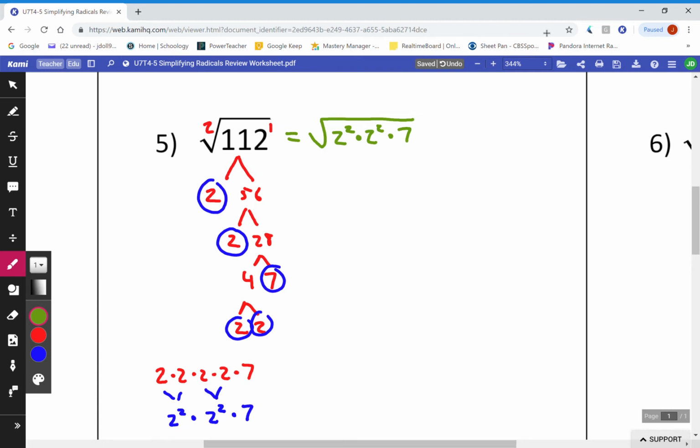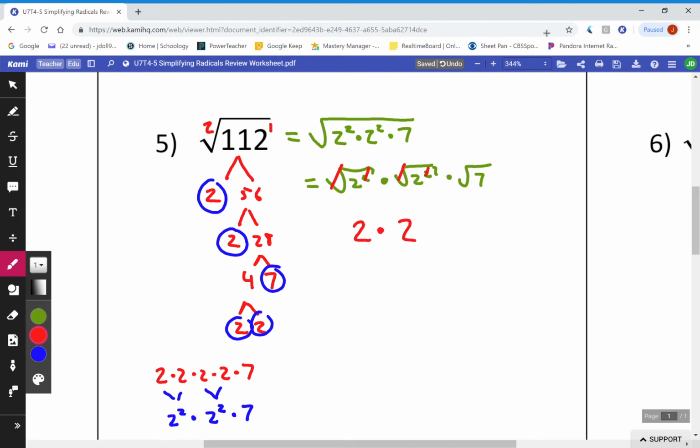But currently, I can't work with this because they're all under one radical. Well, we use our multiplication property of radicals here, and we are going to split the one radical with three factors into three radicals, each with one term underneath it. So now my root of 2 cancels my power of 2. This simplifies to just 2. It does the same thing here.